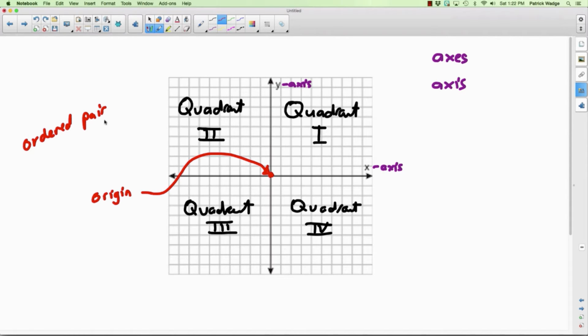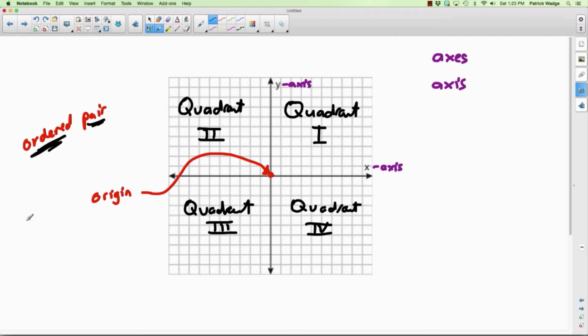The pair means that there's going to be 2 numbers that represent every single one of the points on here. You can't say, oh, this point right there is 7. No, you need to represent it with 2 numbers because there are 2 dimensions here. So that's the pair part of it.